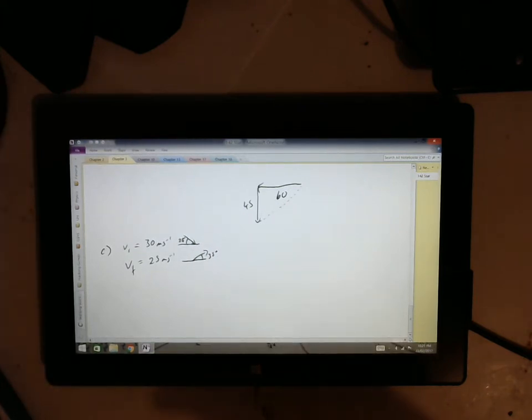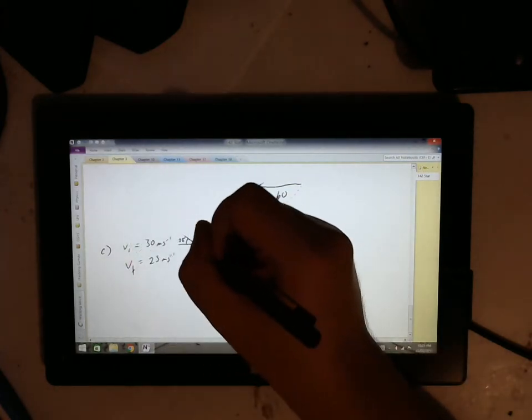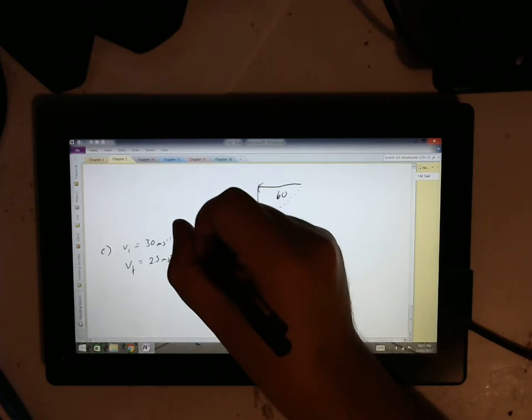Okay, we can do the same thing. We're looking for a difference. So we're going to draw our two. We want negative VI, which means we're going to have to reverse the direction.